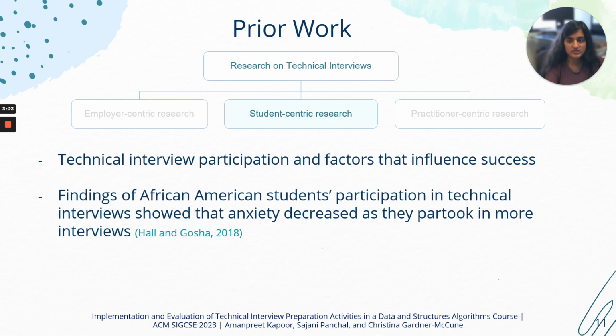Studies for student participation in technical interviews and aspects that affect success have also been explored. In a study done at historically Black colleges and universities, African American students displayed higher levels of anxiety with little or no interview experience. However, they became less anxious when they were given opportunities to participate in more technical interviews and gain experience.